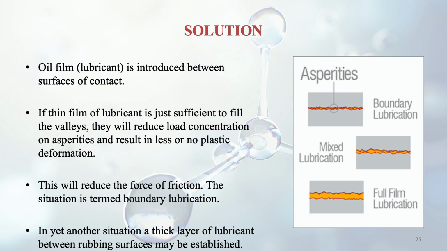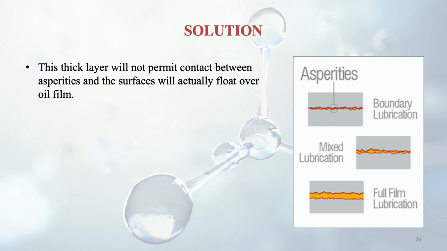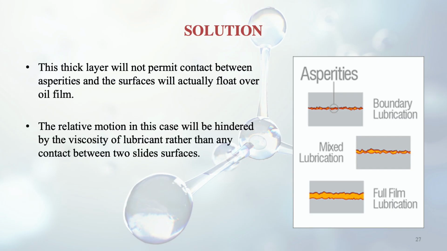And there can be another situation where a thick layer of lubricant is used between the rubbing surfaces, and this thick layer will actually not permit contact between asperities and the surfaces. In a thin layer there may be certain contact, but in thick lubrication there is no contact between the two surfaces, and actually the surfaces are floating over the oil film, and the relative motion in the case of the thick film will be hindered by the viscosity of the lubricant.